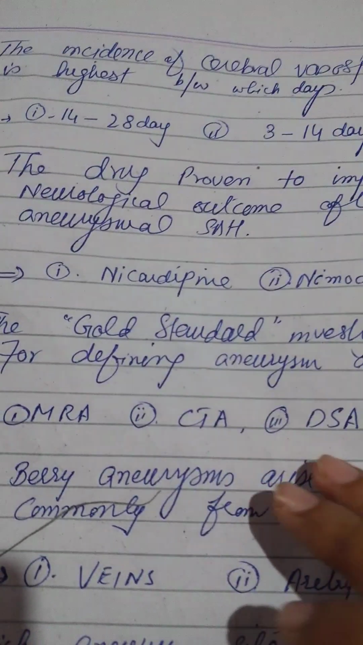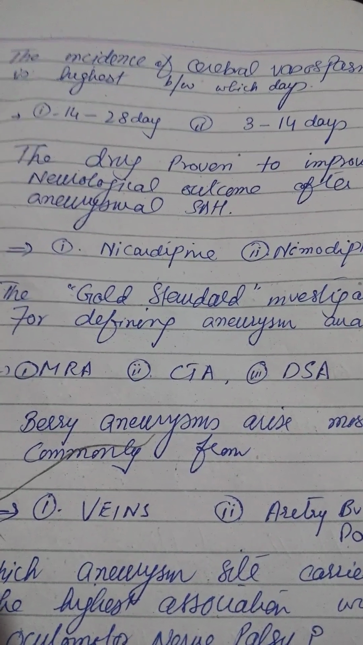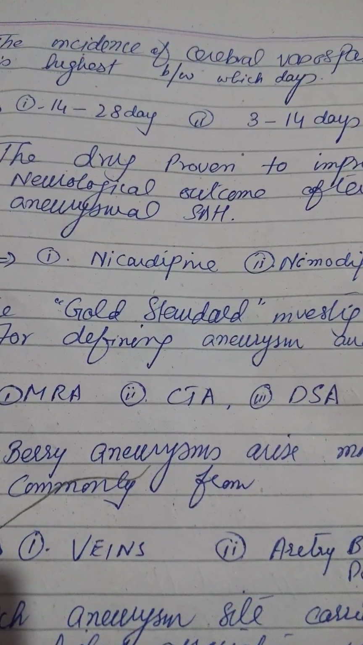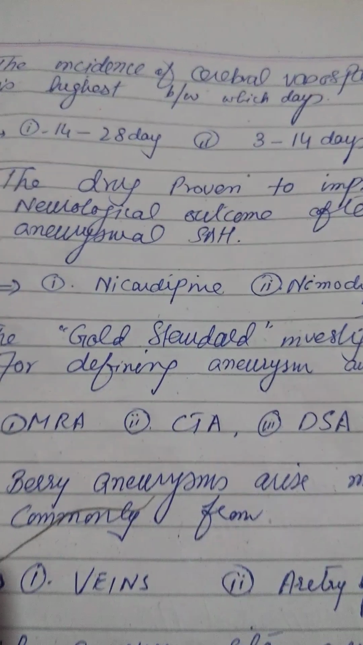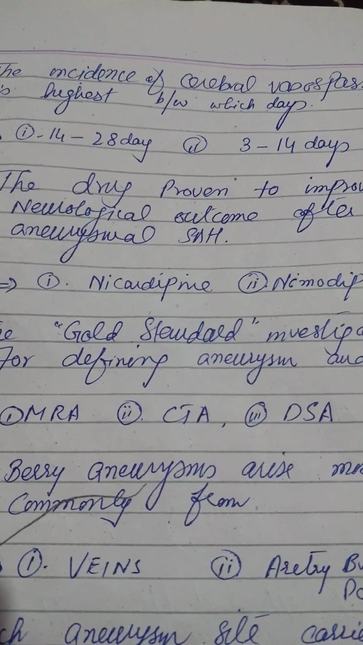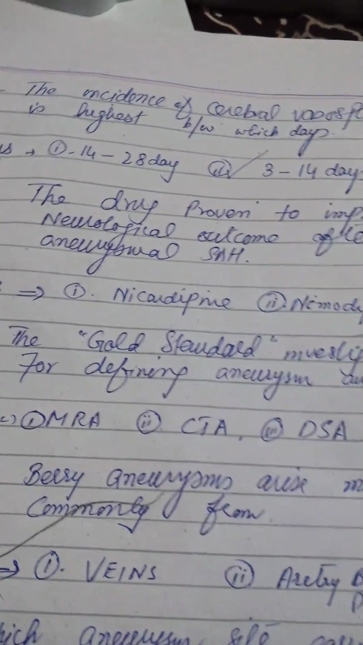Let's go to question number 6. The incidence of cerebral vasospasm is highest between which days? So what would be your answer? The answer is 3 to 14 days.